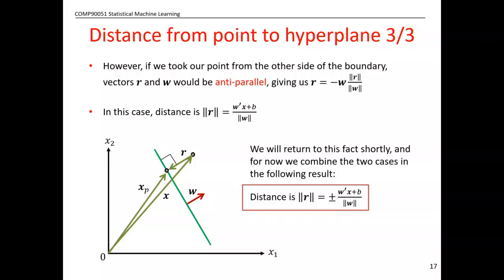And so what this means is that the distance is going to be plus or minus this same expression. Sometimes it's going to be plus, sometimes it's going to be minus, but that's the expression. Okay, so that's putting it all together, no matter what the x is. So now we have a formula for telling us distance to the boundary.